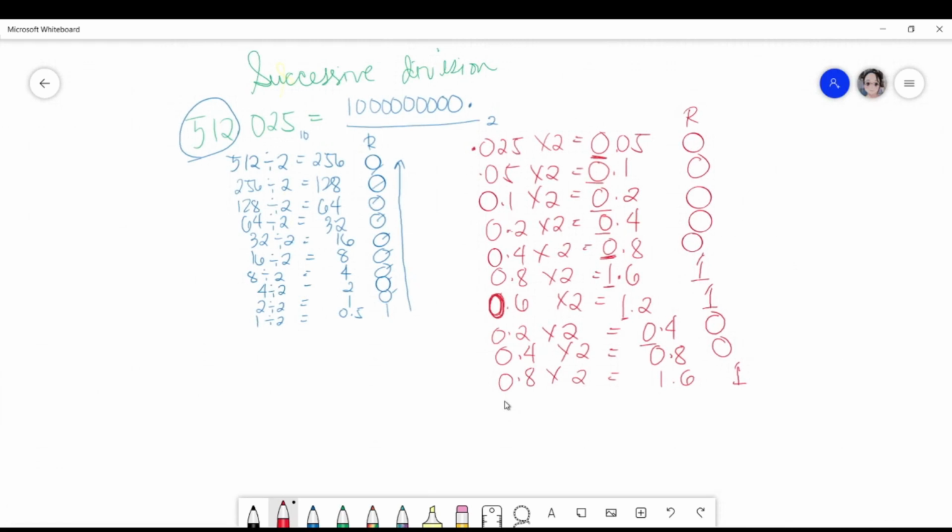Okay. Let's continue. 1.6, so it becomes 0.6. 0.6 times 2 is 1.2, right? So 1, and 0.2 remains. 0.2 times 2 is 0.4, so 0. 0.4 times 2 is 0.8. Then 0. Okay?